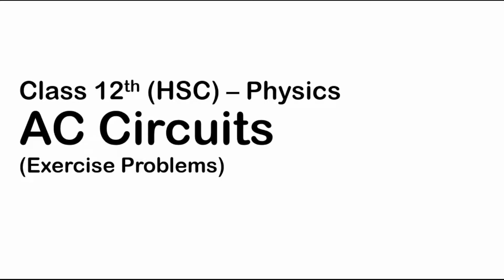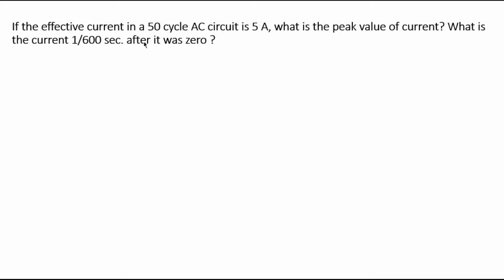Today we will solve the numericals of class 12th physics chapter 13 AC circuits. So let's look at the first sum. If the effective current in a 50 cycle AC circuit is 5 ampere, what is the peak value of current? What is the current for 1 by 600 second after it was 0?